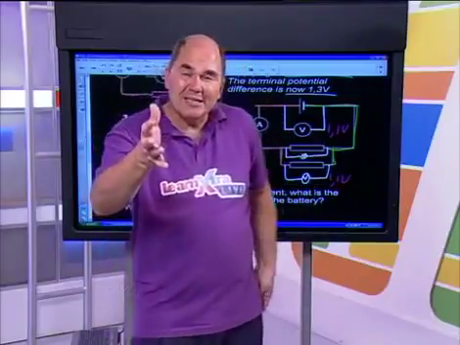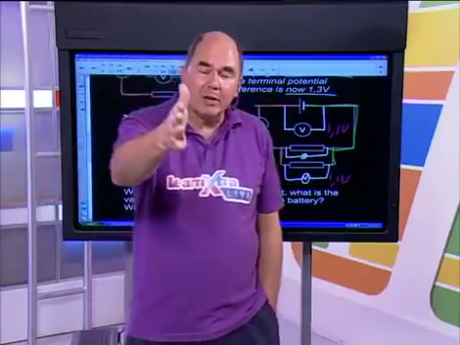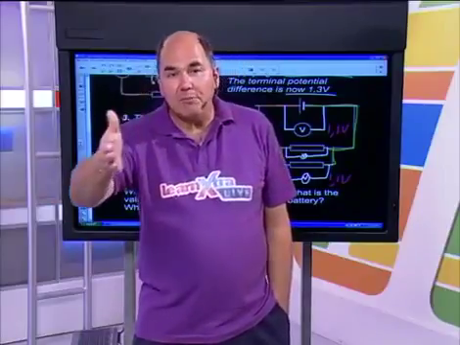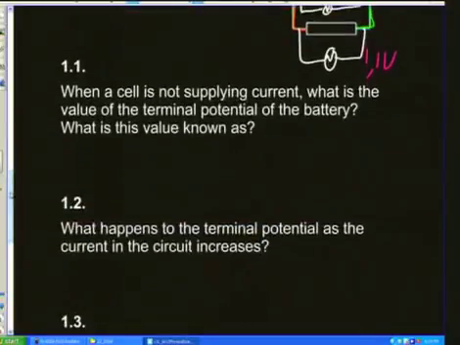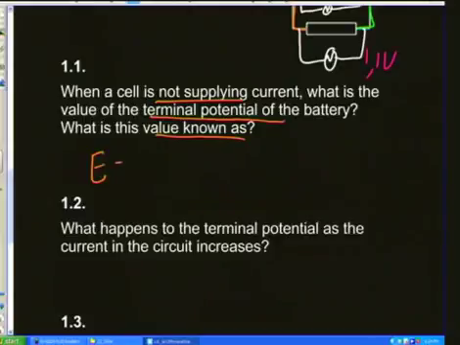But that's kind of crazy. Originally, we had 1.5, and we've dropped all the way down to 1.1. What's happened? Let's look at the questions. That's exactly what the questions are asking. It tells us that when a cell is not supplying a current, what is the value of the terminal potential of the battery? What is this value known as? So in this case, what was the reading? We said E was 1.5 volts. And it's known as EMF.